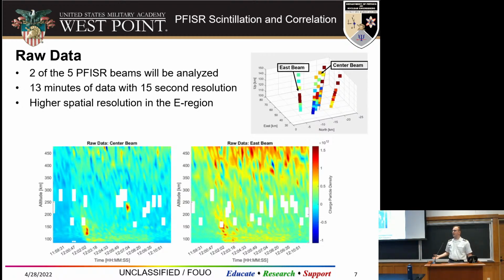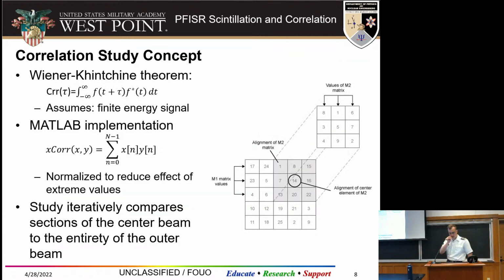The whole entire point of this correlation study is that I'm looking at the center beam on the left and asking where aspects of the center beam appear in the east beam. To actually do this, we're going to take advantage of a theorem called the Wiener-Khinchin theorem. It's basically saying that when you have these 2 signal sets, if you overlay a section of one signal onto the other, multiply like terms against each other and sum them all together, you'll get a value that represents how alike the two signals are.